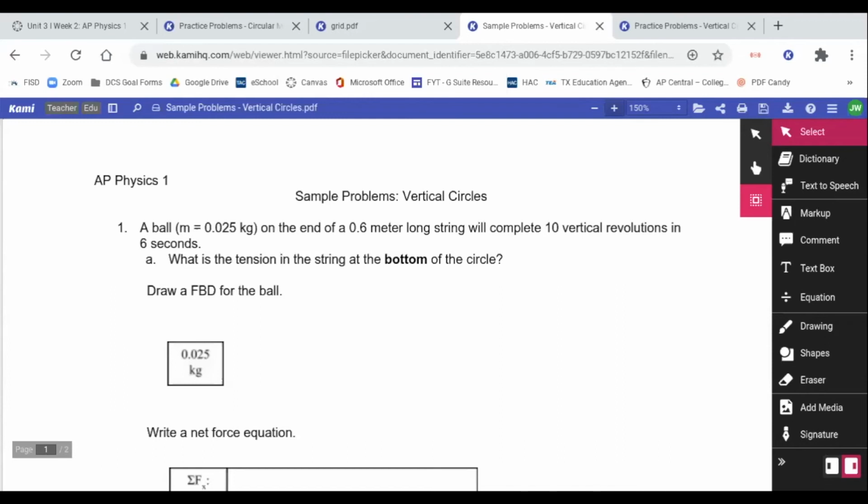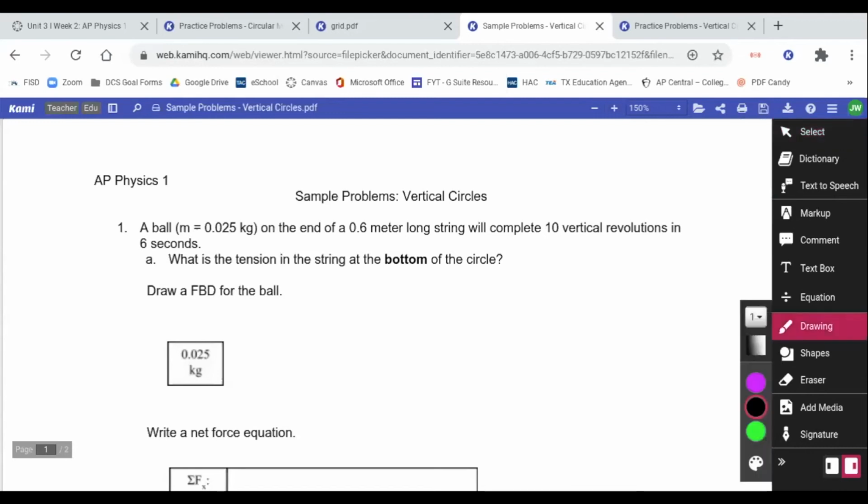A ball with mass of 0.025 kilograms. So mass equals 0.025 kilograms. The end of a 0.6 meter long string. So radius equals 0.6 meters. Now it's going to complete 10 circles in 6 seconds.